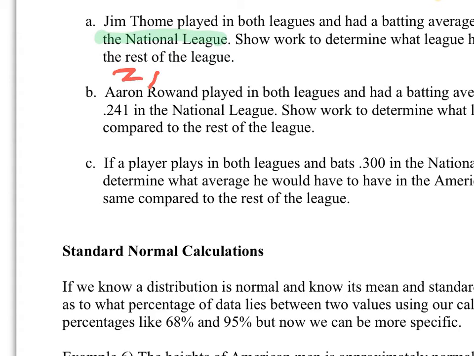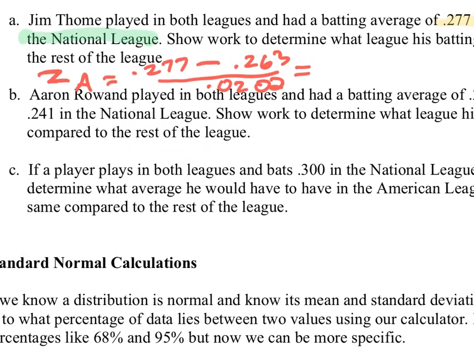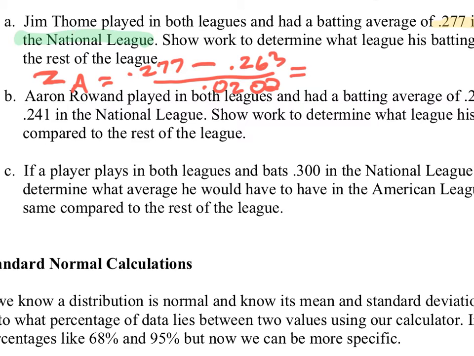Let's do Z of the American League. So what was his score in the American League? 0.277. What was the average of the American League? 0.263. And the standard deviation of the American? 0.0202. Somebody calculate that. 0.69. So he did better than the average player. Not quite more than a half standard deviation, but not even quite 3/4 of a standard deviation above. I'm not saying it's bad. What do I know?